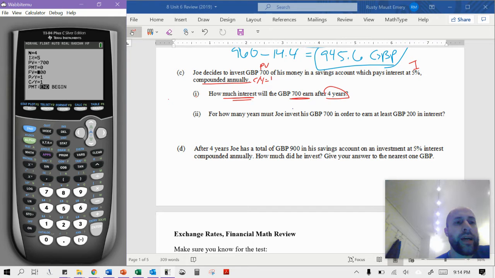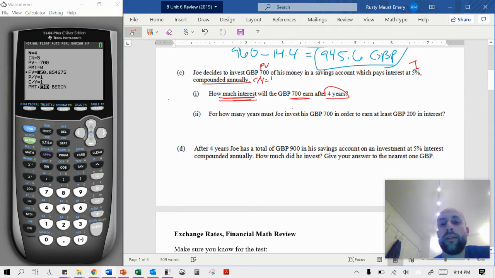So I need to solve for the future value. But that right there is not my answer because I still need to figure out how much interest it will earn. So not just the total worth, but the interest. That means I have to take the future value minus the present value. So I need to take this answer, 850.85, and subtract 700, which gives us 150.85.